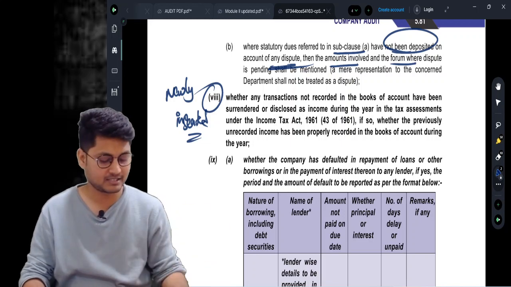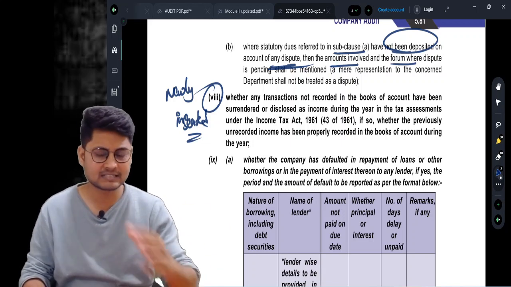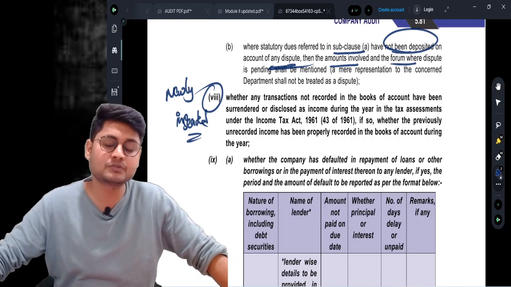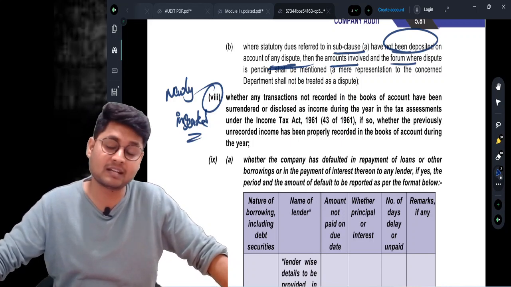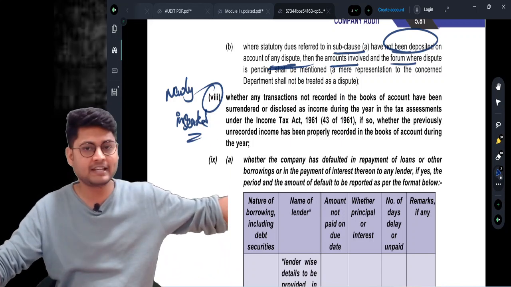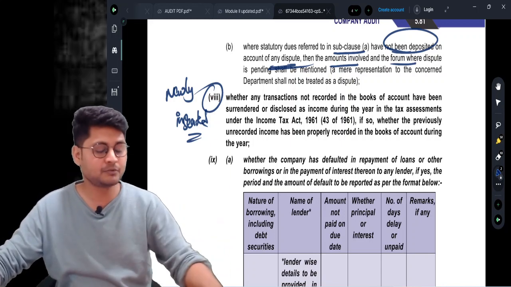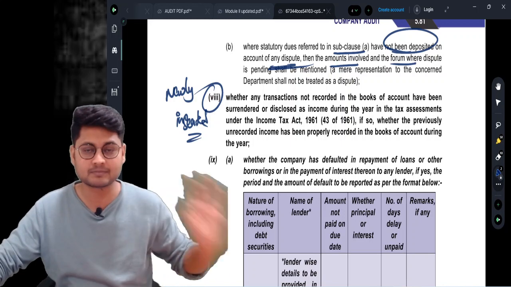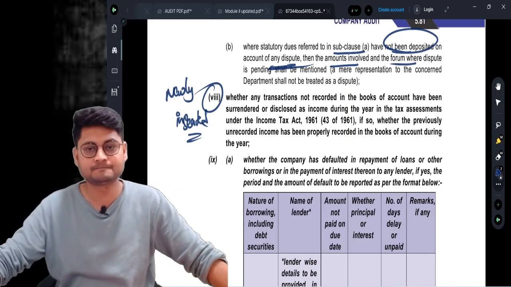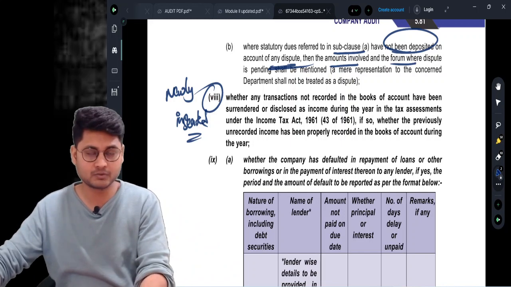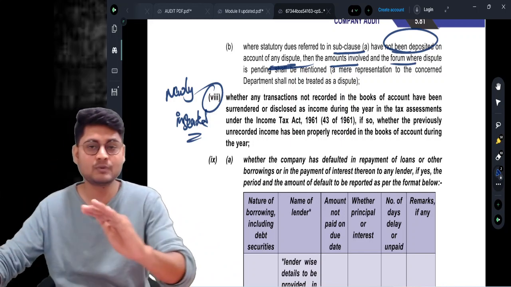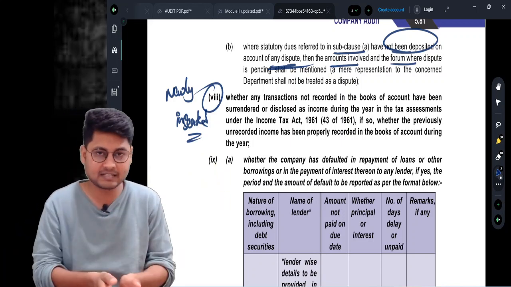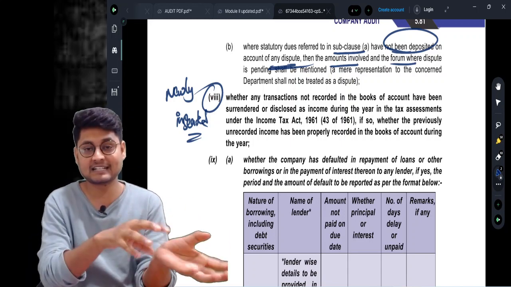Now, after the BJP government came into picture, they introduced one scheme called disclosure of undisclosed income or unrecorded income. So in the previous year, whenever you failed to keep some transaction in the books of accounts, failing to disclose the income, now you have a window in the current year to disclose that income and to pay the tax on that income. Using this window, the company is now disclosing the previously unrecorded or undisclosed income. Now in the current year, you are showing this income and taking the transaction in the books of accounts.